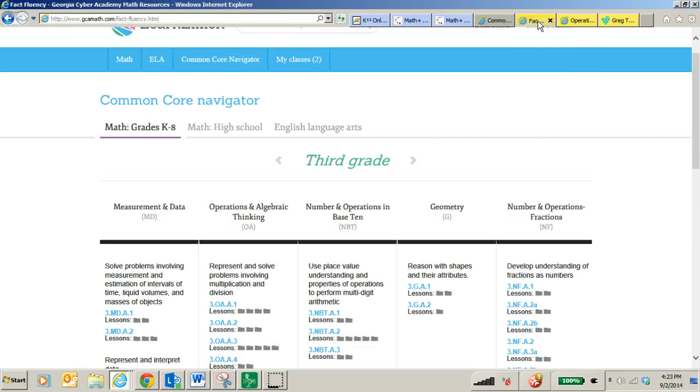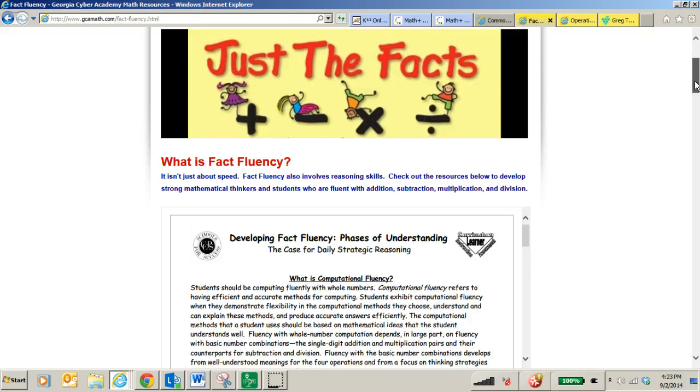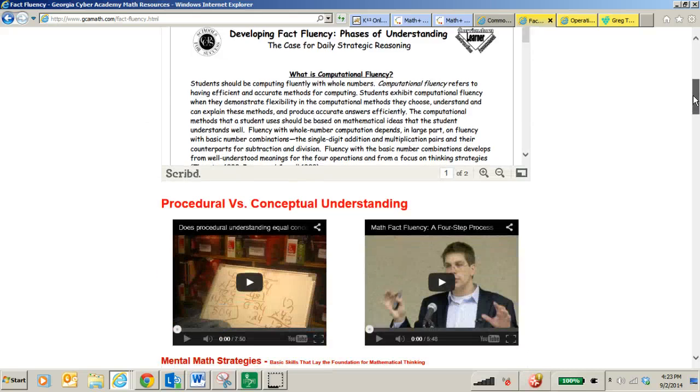Another thing I want to point out to you is that we do have a fact fluency page on the elementary math webpage. And if you scroll down, there's going to be some information for parents.